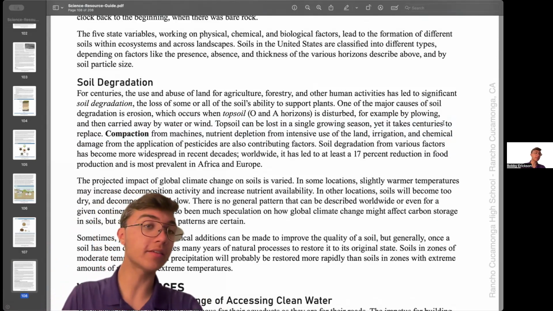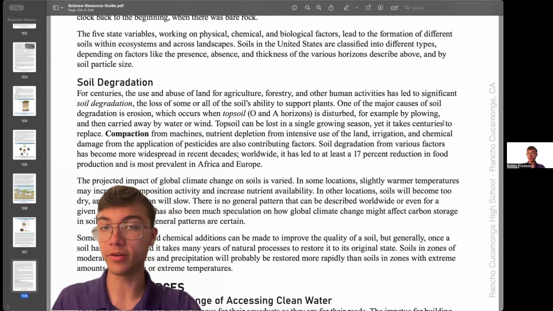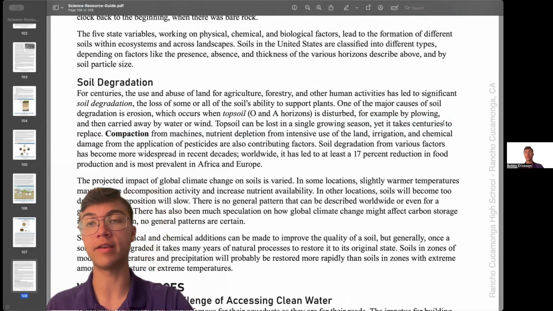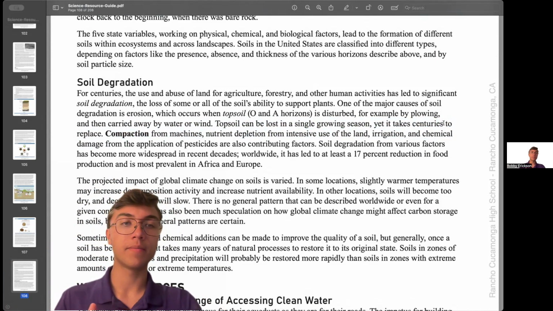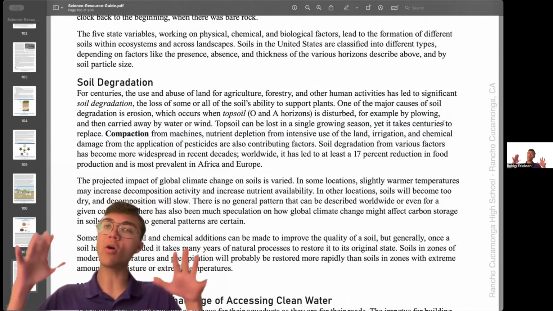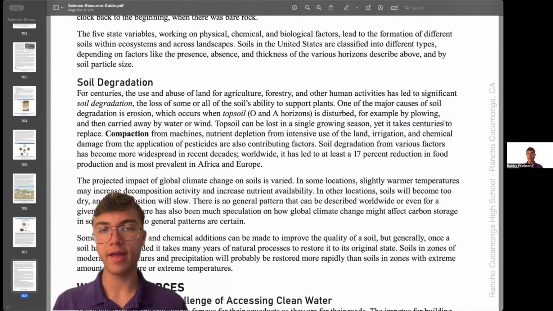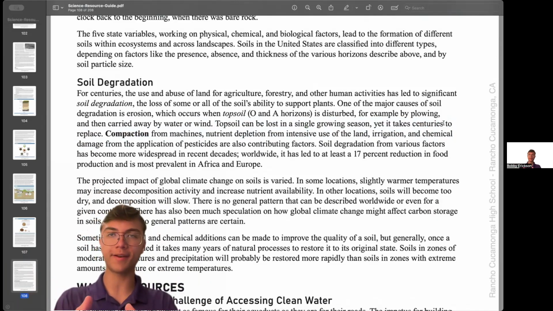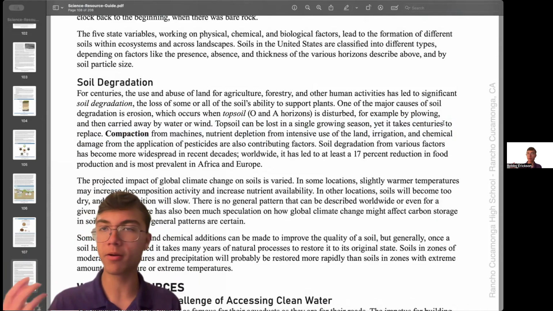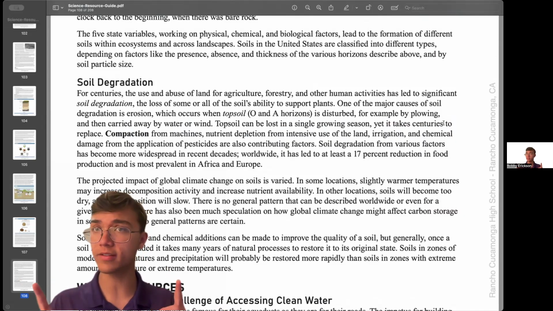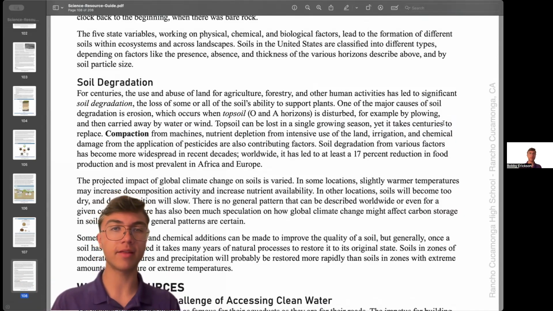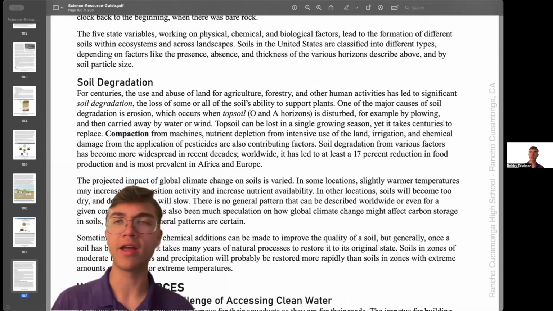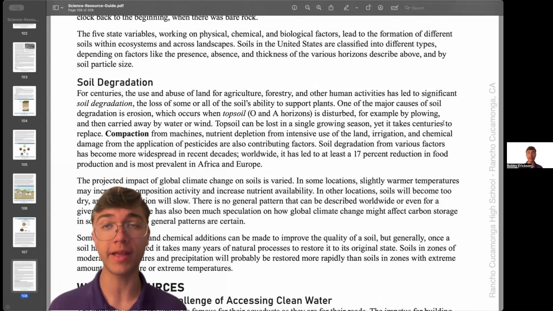So a lot of machines can also compact the soil. It can deplete nutrients from intensive use of the land, irrigation, and chemical damage, including pesticides. These also contribute to soil degradation. So, all the things you'd expect. If you have machines going over that soil, that's probably not very good. And then we have nutrient depletion. We're getting rid of the good stuff. We're getting rid of the soils. And so that is not good because we're intensively using the land. And irrigation and chemical damage. Basically, anything a human wants to do to the soil, it's bad for the soil.